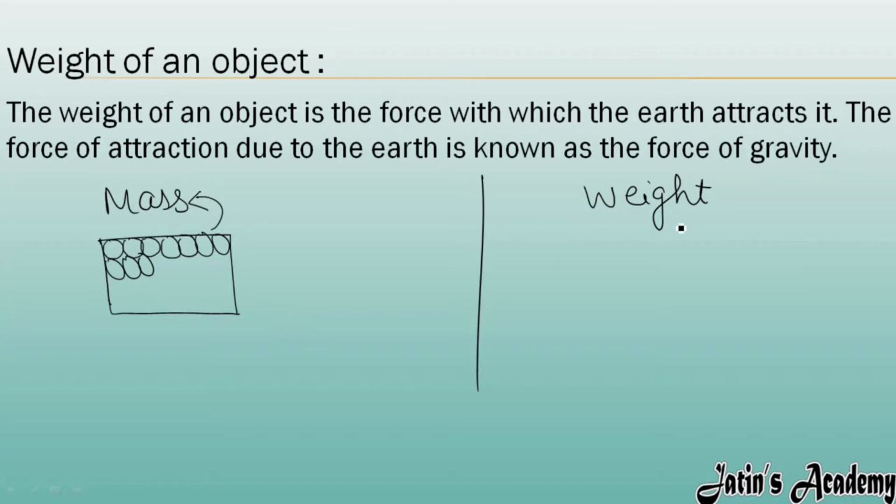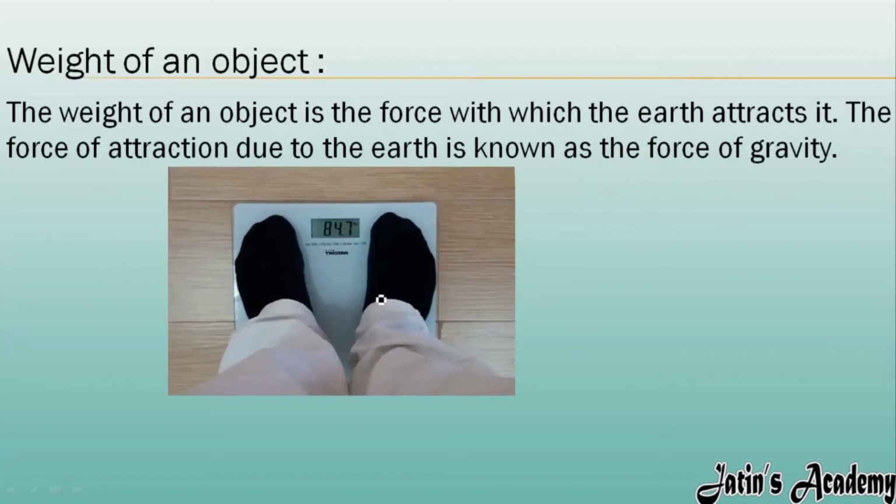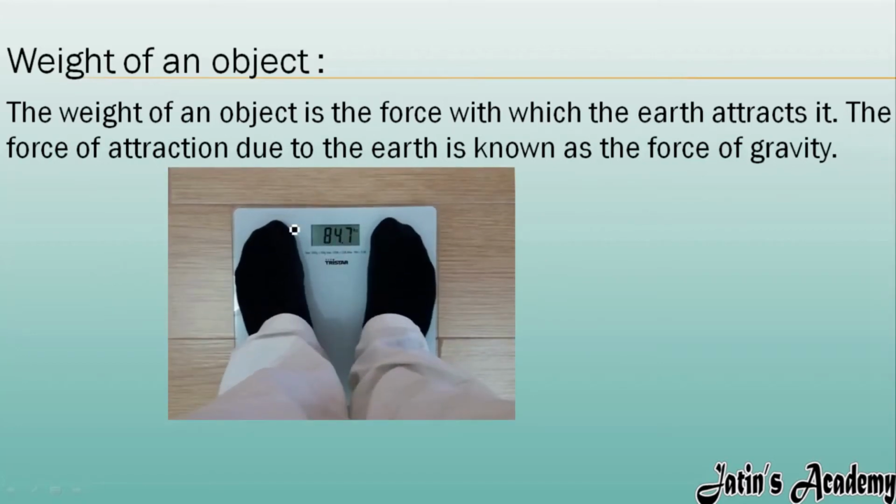Fine. What do you mean by weight? Weight I already told you. Each and every object is going to be attracted towards the surface of earth with some force, and that force is nothing but the weight of an object. This is the main difference between mass and weight. Actually, these are the definitions related to mass and weight. See, this is a weight. When we are measuring, it is giving us the weight.